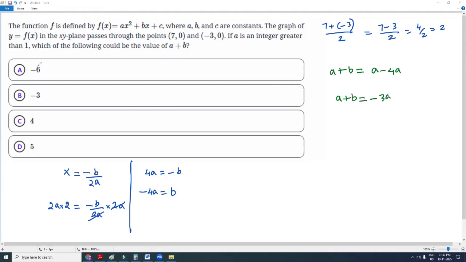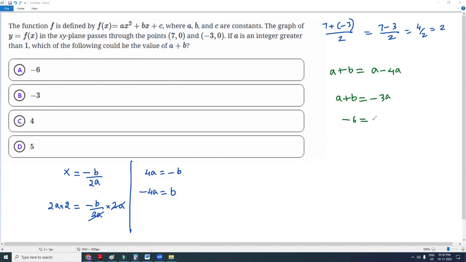Okay, now let's consider the given answer choices. In each answer choice, we have a value for a + b. Okay, now let's verify the given answer choices one by one. Let me consider the value -6 in answer choice A. That is, we have to verify this -6 could be the value for this a + b. So let's plug in this -6 for a + b over here.